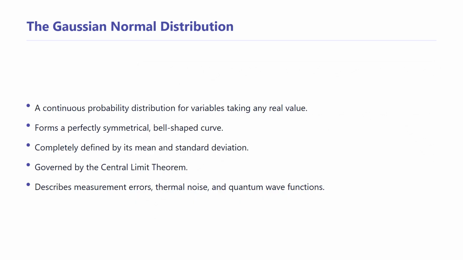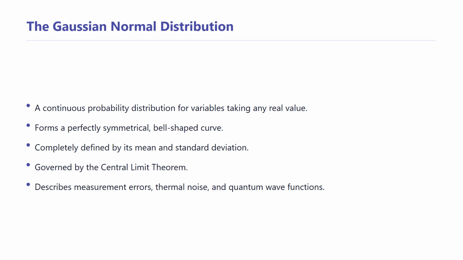We now arrive at the undisputed king of probability, the Gaussian, or normal distribution. Why is this so important? Thanks to the central limit theorem, the sum of many independent random variables will always tend toward a Gaussian shape, regardless of their original form. This makes it the ultimate mathematical bridge between random microscopic events and predictable macroscopic behavior.